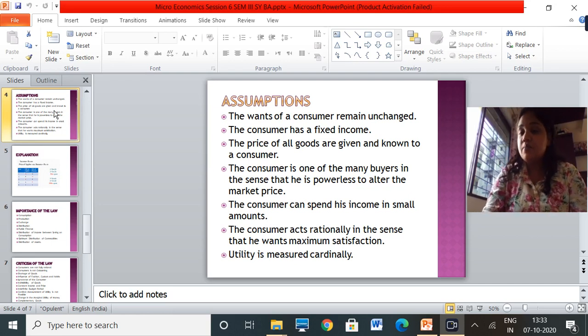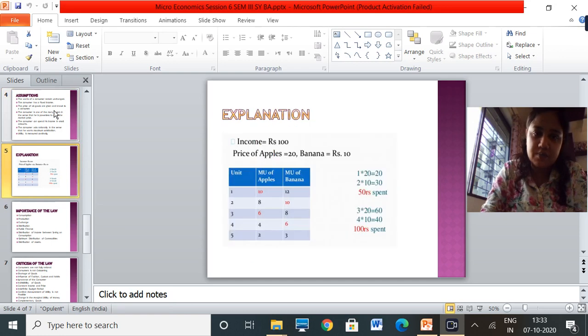Consumer is one of the many buyers, so he cannot influence the price, he cannot alter the price. The consumer can spend all his income in small amounts. The consumer acts rationally, which means his major objective is to satisfy himself, maximize his satisfaction. And last is that the utility he is going to derive from every product can be measured in numbers. So these are certain assumptions that you need to know before I proceed to the law explanation.